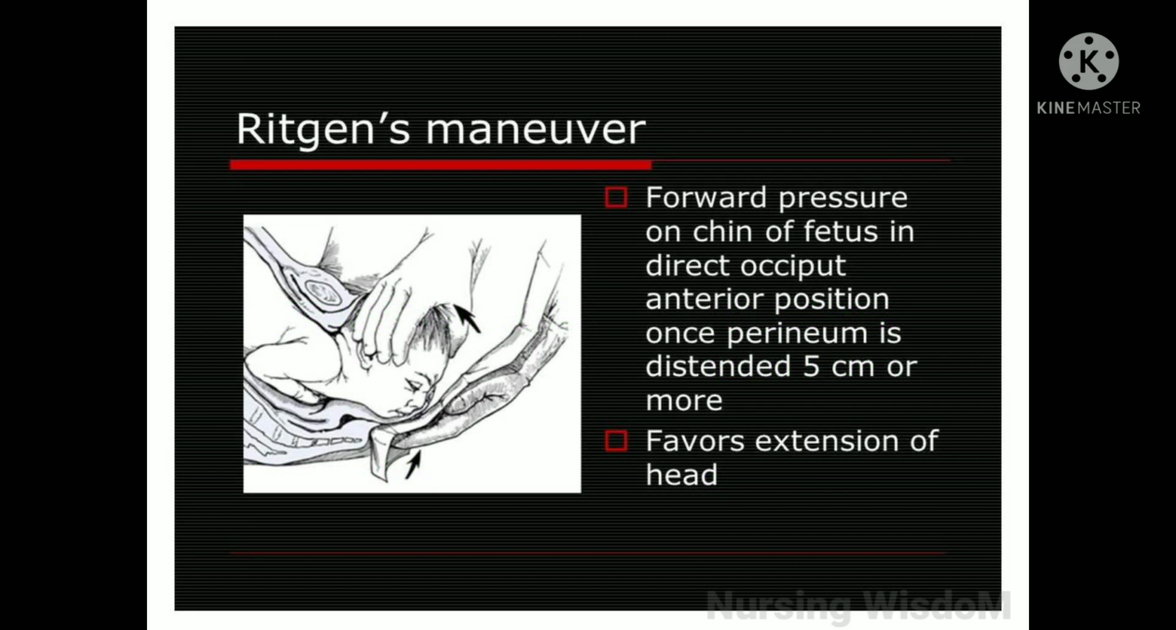Ritgen's maneuver. This maneuver is applied during normal vertex delivery to deliver the head. Here we are applying forward pressure on the chin of the fetus in direct occiput anterior position once the perineum is distended 5 cm or more. It favors extension of the head.